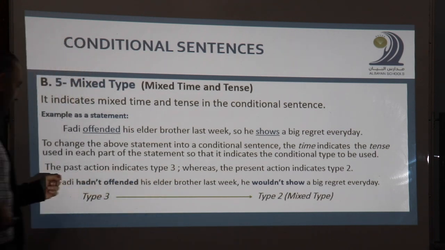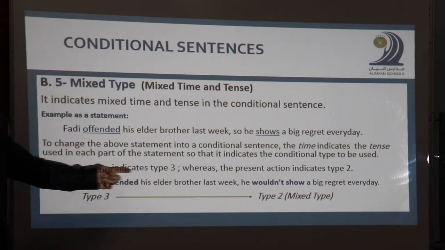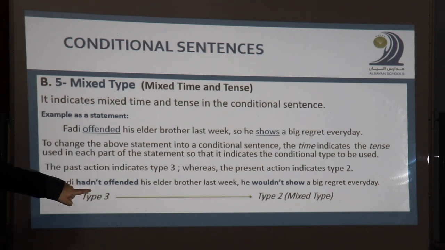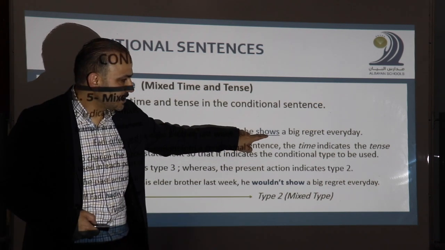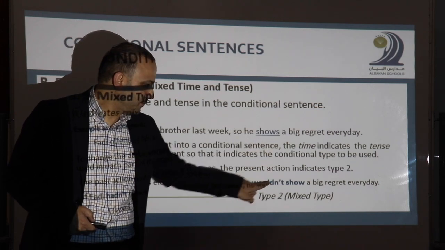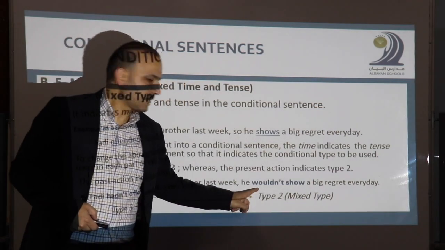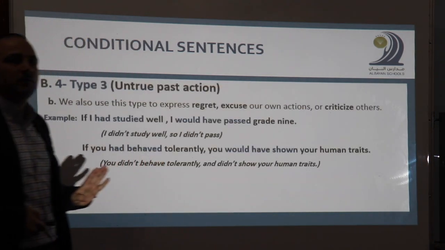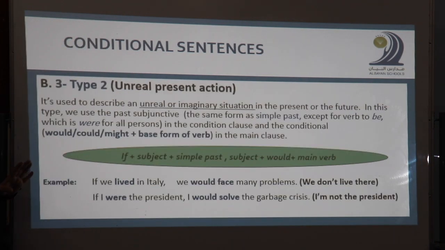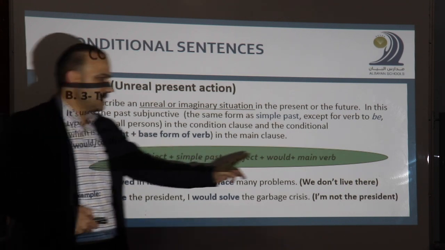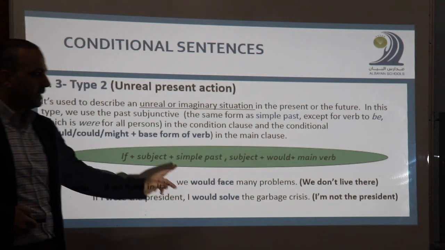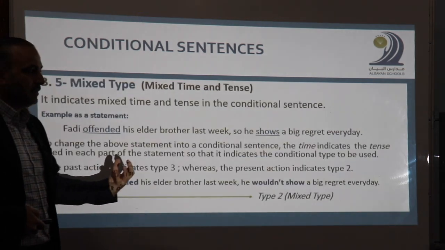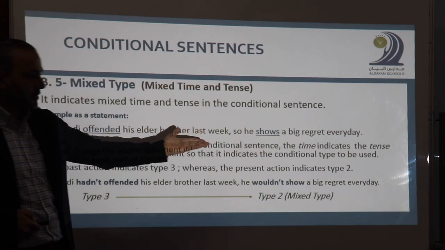Because of that, I said here, the past action indicates type 3. Have you seen? The present action indicates type 2. That's it. Type 2, the result of type 2, what is it? Go back to the result of type 2. Would plus main verb. That's it. That's simple present. Okay? We're talking about present situation. This is a present situation.